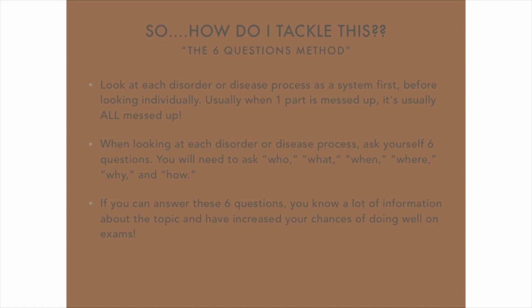All right, and then also when looking at each disorder or disease process, you're going to ask yourself 6 questions. Again, these are the basic 6 questions that you learn when you're in elementary school. These are the questions that when you're asking these things, they give you an answer. So for example, you're going to ask who, what, when, where, why, and how. And we're going to talk about each one of these individually.